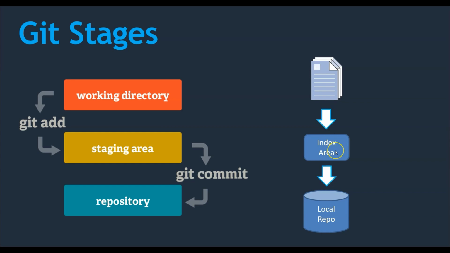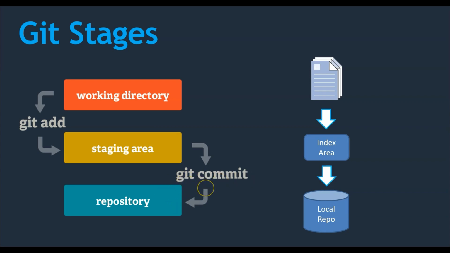Now we need to add those to the index area. The index area and staging area both represent the same thing. To add our files from the working directory to the staging area, we should execute a command called git add. Once these files are available under the staging area, we need to execute the git commit command to add these files to the repository. So we can add files to our local repository by using the git commit command.